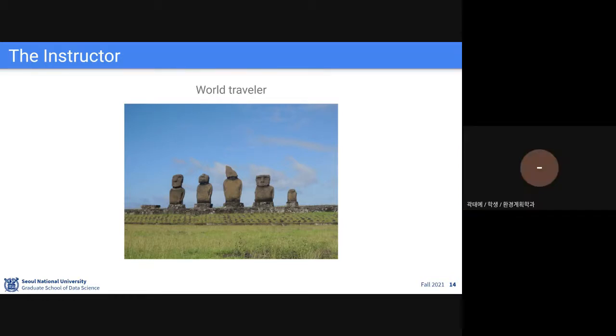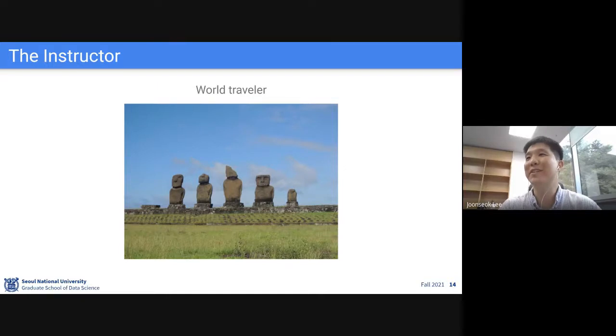Moai Island. Yeah, that's right. Yeah, Easter Island. So this is called Easter Island or Isla de Pascua in Spanish in Chile. So this is part of Chile, but it's quite far from their mainland. So it's like 5 hours by flight.